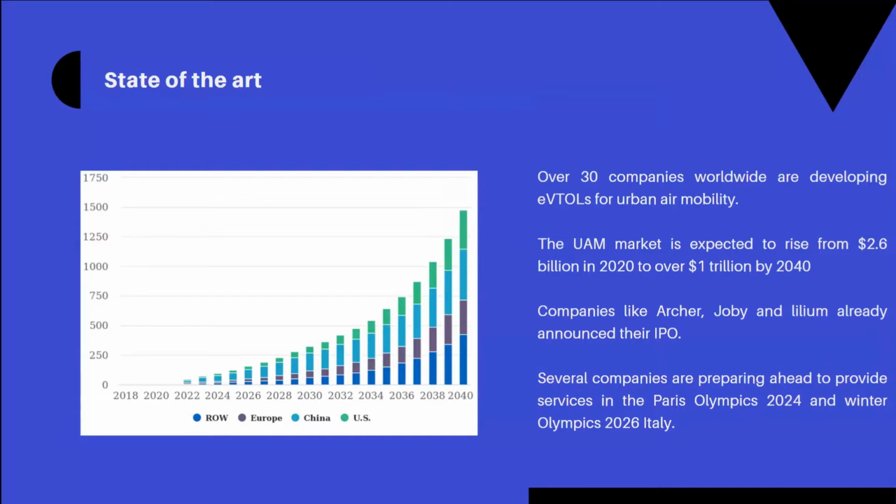What's happening in the eVTOL market throughout the world? Right now, over 30 companies are building eVTOLs for urban air mobility, and this market is supposed to cross over 1 trillion by 2014. Recently, companies like Archer, Joby, and Lilium announced their IPOs. To promote these things, people are tying up with the Olympics. For the Paris Olympics, there is a company called Volocopter, which recently partnered with the Olympics Association to provide services during the Paris Olympics 2024, and also the Italian Winter Olympics. So these things are picking up pace very fast. Recently, a company also signed a major deal with UPS, and a lot of other things are going on in the market.